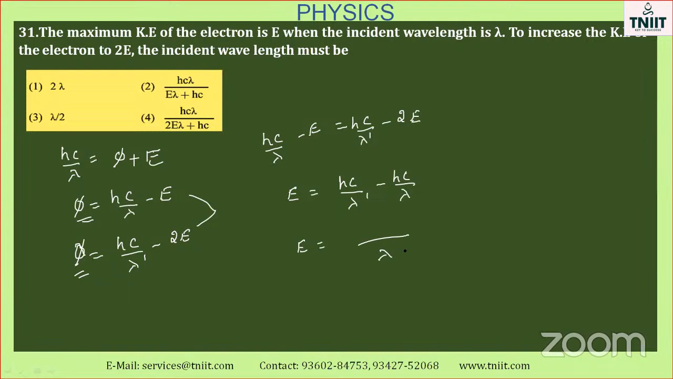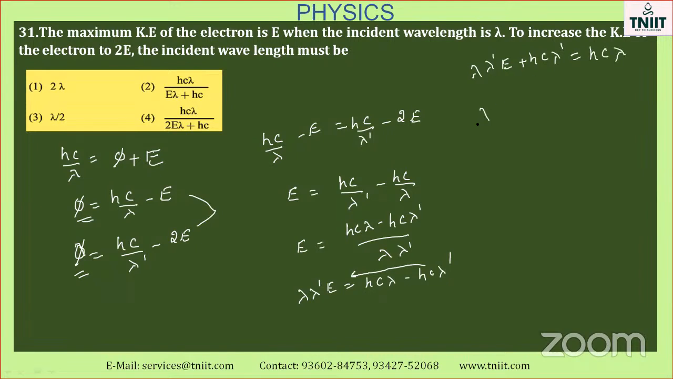Take out LCM, lambda lambda dash. So Hc lambda minus Hc lambda dash. Cross multiply: lambda lambda dash E is equal to Hc lambda minus Hc lambda dash. Shift Hc lambda dash to the LHS: lambda lambda dash E plus Hc lambda dash is equal to Hc lambda. So if lambda dash is common, lambda E plus Hc is equal to Hc lambda.